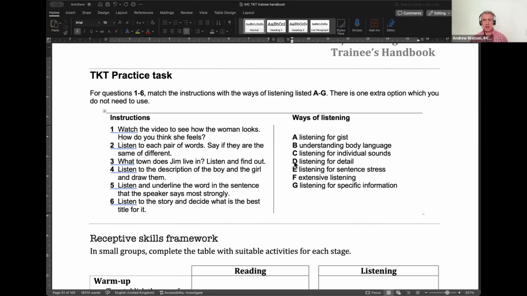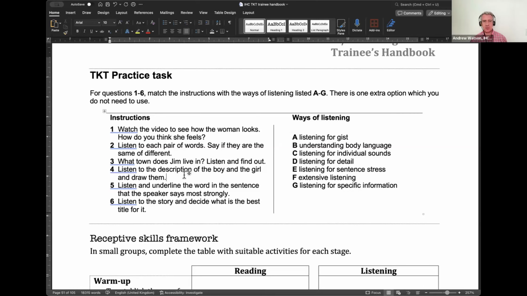What town does Jim live in? Listen and find out. That's correct, Tadeo. It was listening for specific information, right? Because we're given this task while we're listening. We've got to listen out for the name of the town, right? Is it London? Is it Birmingham? Is it Monterey? Right? So that's it.